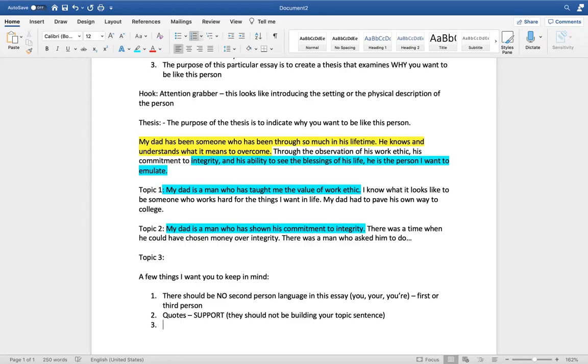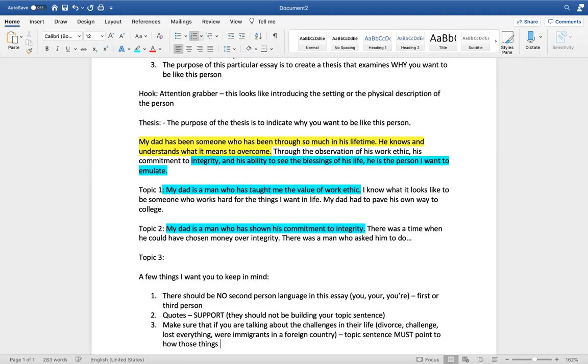And finally, make sure that if you are talking about the challenges in their life, okay, some of you wrote about how your subject had been through a divorce or a challenge, or they had lost everything, or they were immigrants in a foreign country. Okay. And all of those things are wonderful to write about. I want you to keep that. But your topic sentence must point to how those things make you want to be like that person.